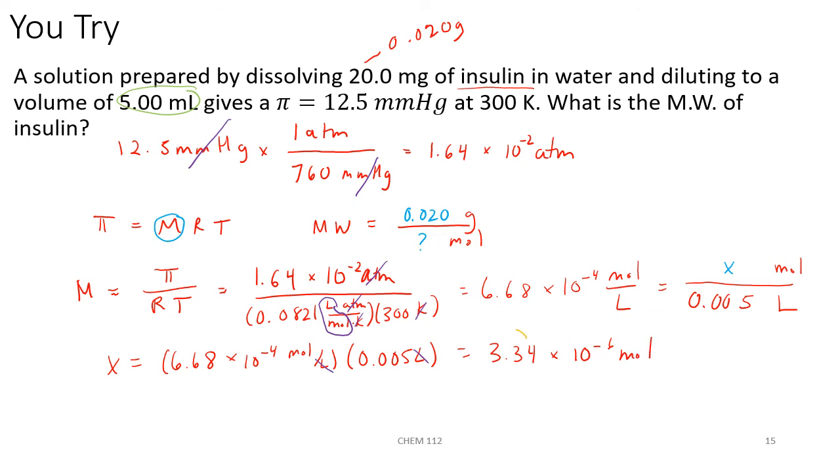We can take that and plug it right back into our molecular weight formula. So our molecular weight of insulin comes out to, we have 0.02 grams divided by 3.34 times 10 to the negative 6 moles. We get about 6,000, or 6 times 10 to the third grams per mole.